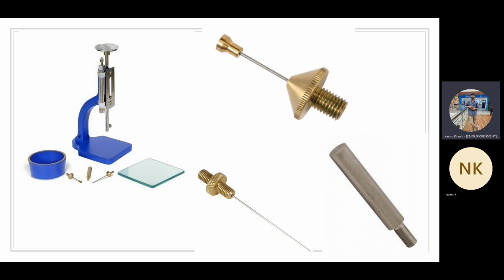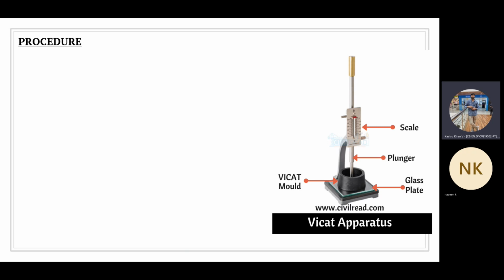I'll talk about which needle has to be used and in what way. As we are going to focus on the standard consistency of cement, we are going to take the Vicat apparatus, and you can see the plunger is attached. Then you can see the cement paste mold. That mold is called the Vicat mold, and it has to be placed on the surface of a glass plate.